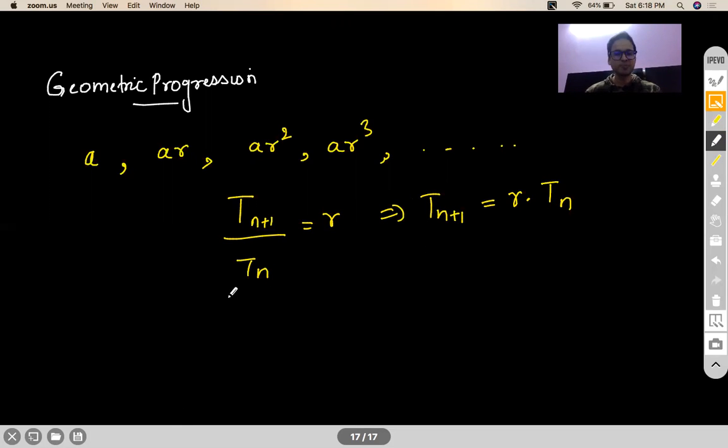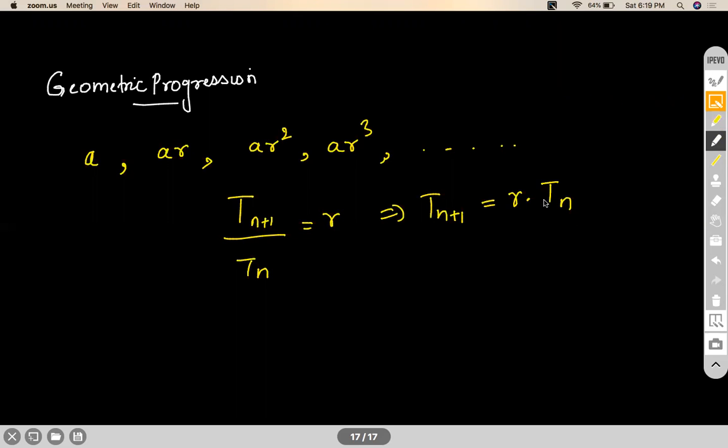Just like in the case of an AP, wherein the difference between two terms was fixed, that was called the common difference. Here, it is the ratio of the succeeding to the preceding. Again, note the words: ratio of the succeeding to the preceding. Don't do it the other way around. That is not the common ratio. Common ratio is always the succeeding divided by the preceding.